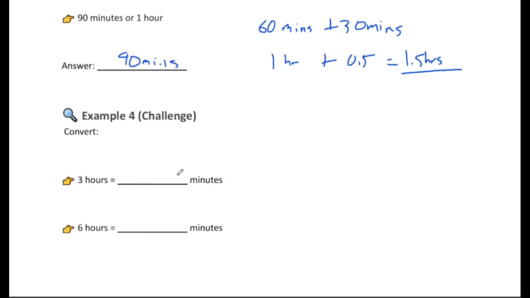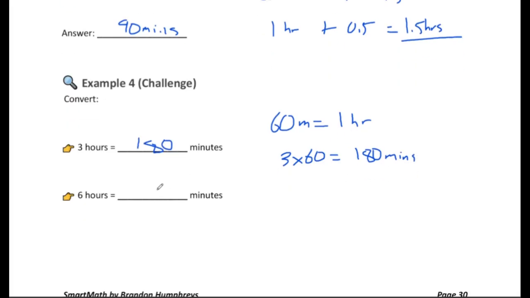Now, for our last two examples, let's convert 3 hours into minutes and 6 hours into minutes. So, using the fact that there are 60 minutes in an hour, if we have 3 hours, that means we need to do 3 multiplied by 60, which is going to be 180 minutes. Similarly, for 6 hours, we know that we're going to have to do 6 multiplied by 60. That's going to be 360 minutes.